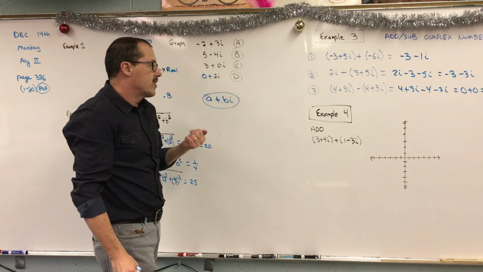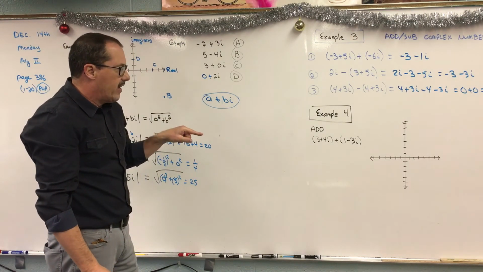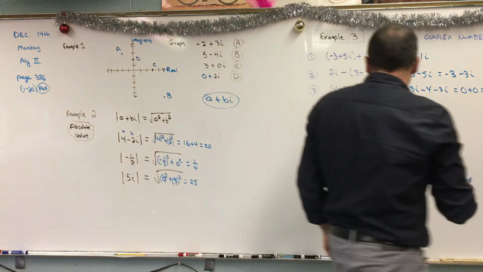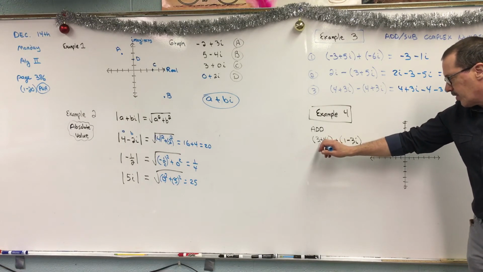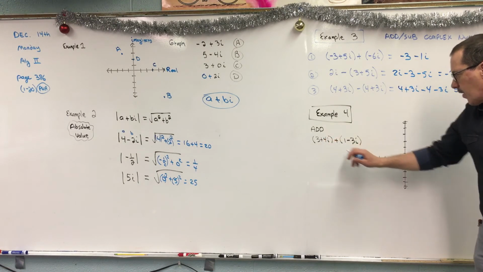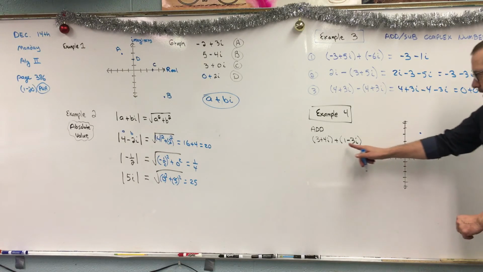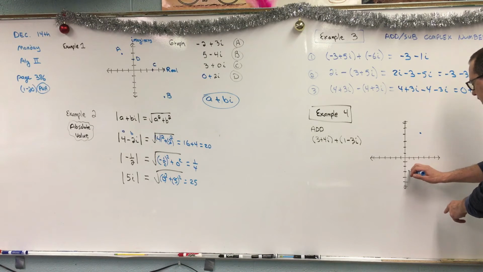Okay, and the last one's example 4. And that is where you're going to add on a graph. This is kind of strange, but it makes sense once you do it. So what you're going to do when you add is graph the 3 plus 4i. So I'm going to go over 3 and up 4i. So that would put me right about there. And the other one's 1 minus 3i. So I'd go over 1 and down 3i.